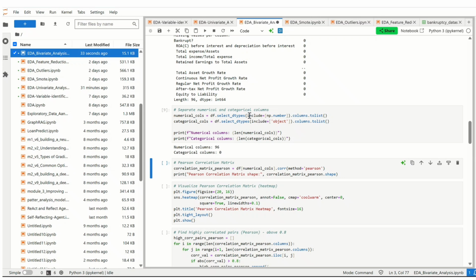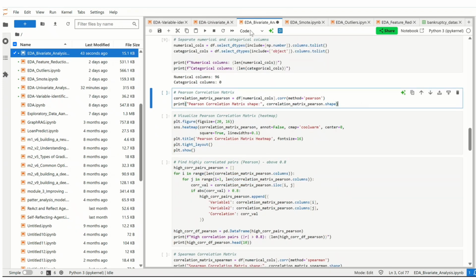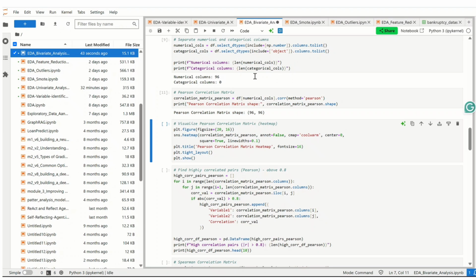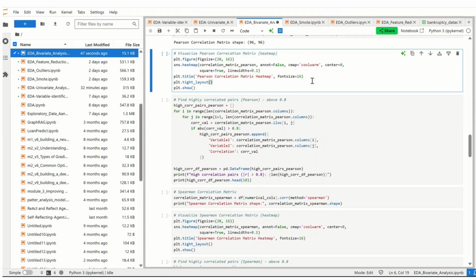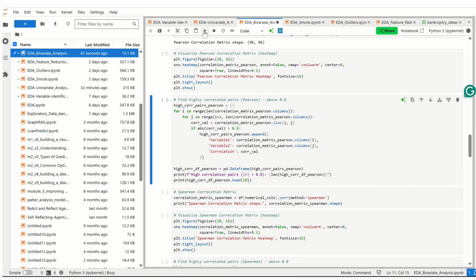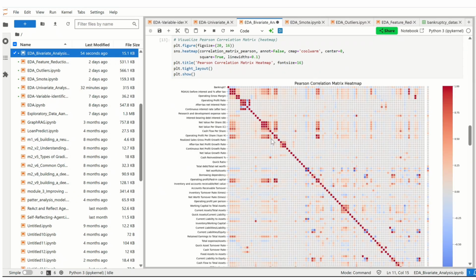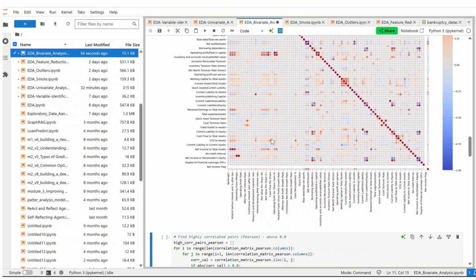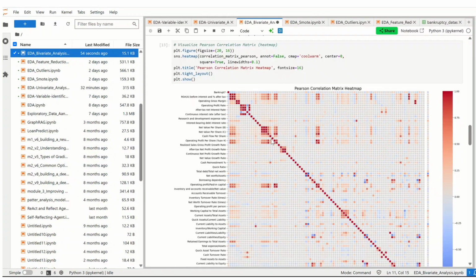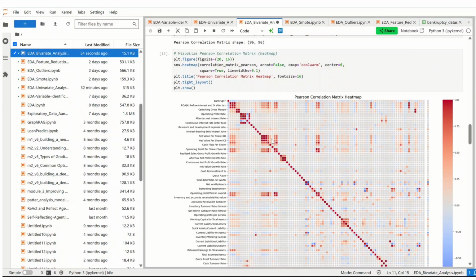Pretty much every feature here is a numerical column, because it's financial data, all financial ratios and financial numbers. Next we'll go ahead and compute the Pearson correlation. Before that, we will visualize the Pearson correlation matrix in a heat map. This tells you how these variables are correlated as per Pearson.